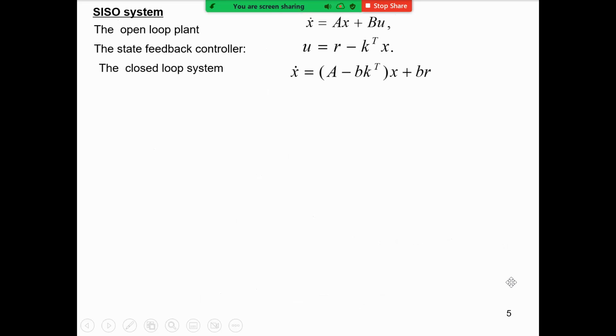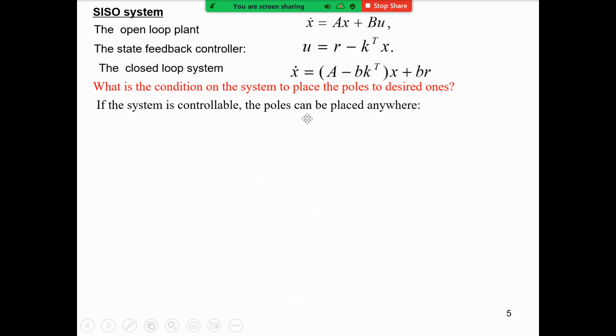And we first derive the solution for the single input, single output system. For this one, we have a very clean and simple solution. Okay, so in this case, because it is a single input, the input is a scalar. Therefore, your R is a scalar, then this K will just be a row vector. All right, and then what is the condition? So we say it has to be controllable. Then the poles can be placed anywhere you like. Then we can derive the Ackermann's formula.